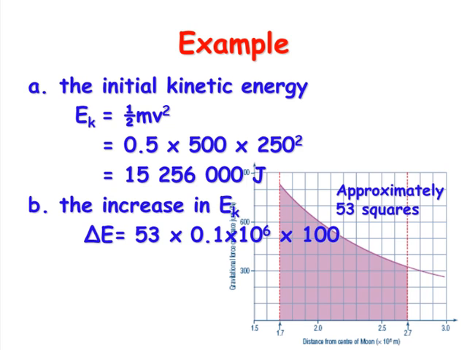Once you've got your number of squares, multiply it by the value. So these are 0.1 times 10 to the 6, and then these values here are 100. Multiply the total number of squares by the area of one square to find the area under the graph. So I've got 530 megajoules of energy. That's the increase, or the work done, and that's going to result in the increase in the kinetic energy.